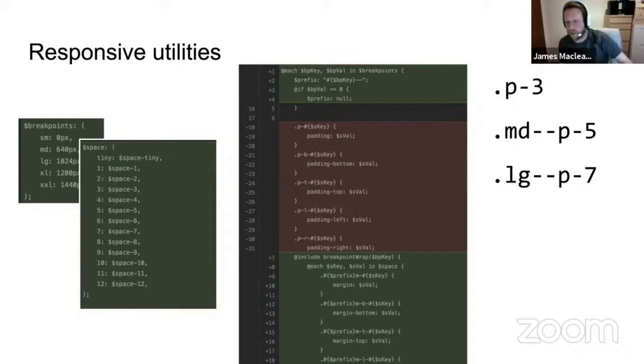So I mentioned before that you can make utilities by looping a map. Now, if you looped one map and then another map inside that loop, that's all you need to make a set of responsive utilities. So what we've done here is we've looped our breakpoints map, and then in each breakpoint, we've wrapped it in a breakpoint using our mixin, and then looped our space map, which is going to output classes like this, where they're prefixed with the breakpoint. And so now we can apply different rules at different breakpoints. So we can say, when it's on mobile, we're going to have only a tiny bit of padding, and then as the screen gets bigger, we can have much bigger padding that's not just the same but scaled up, if that makes sense.